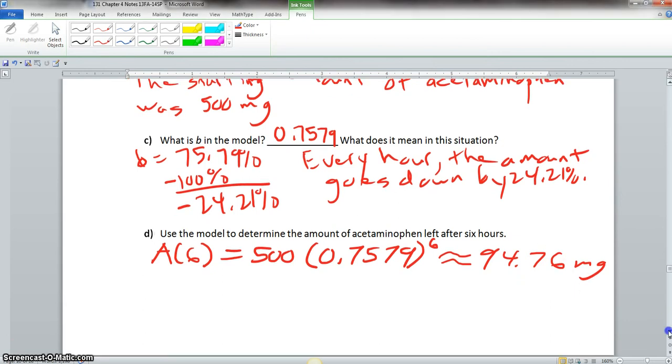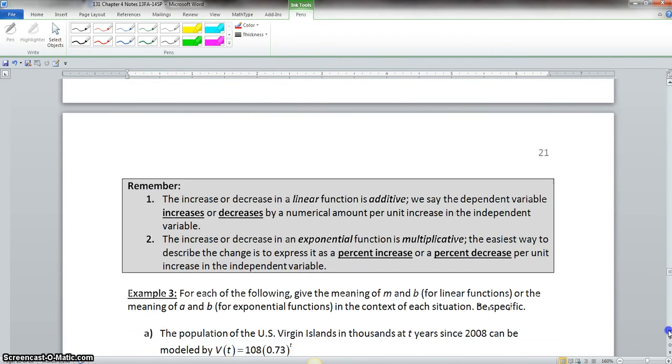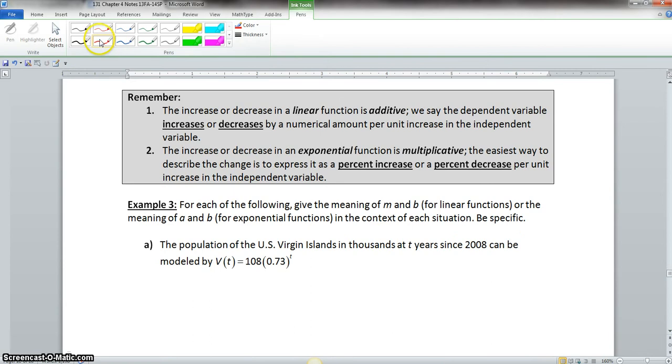Now we will scroll down here to the next page. And it says here, remember, the increase or decrease in a linear function is additive. We say the dependent variable increases or decreases by a numerical amount per unit increase in the independent variable. The increase or decrease in an exponential function is multiplicative. The easiest way to describe the change is to express it as a percent increase or a percent decrease per unit increase in the independent variable.